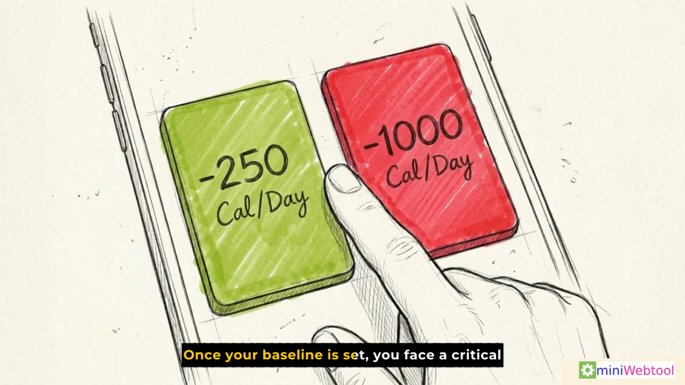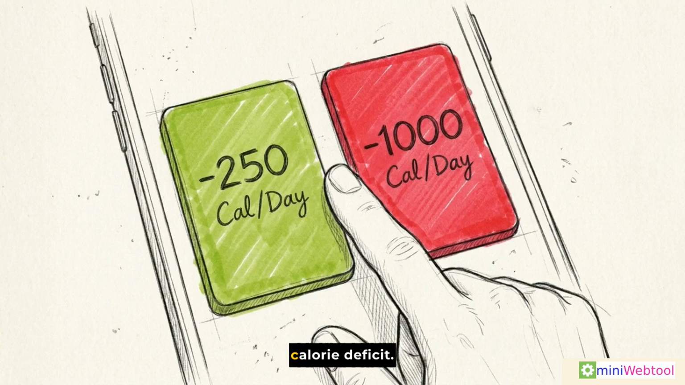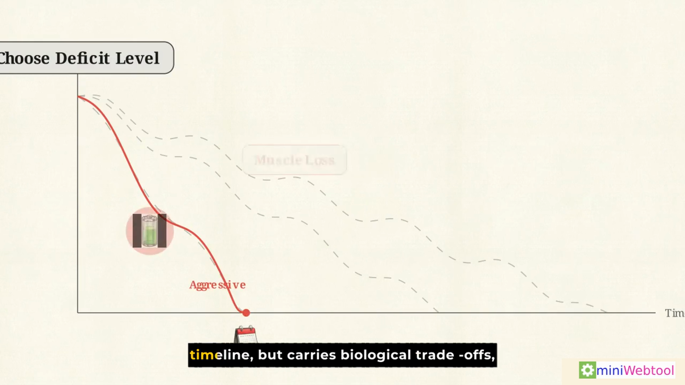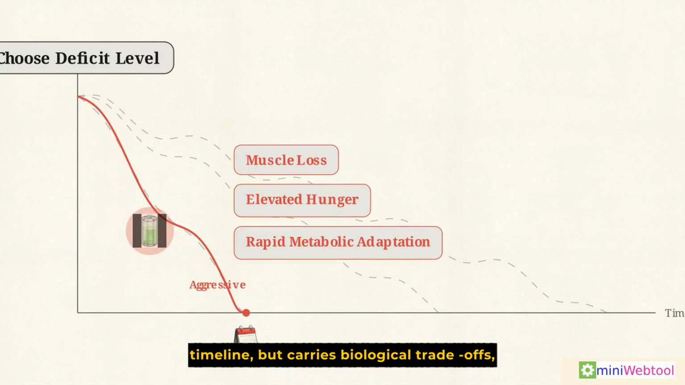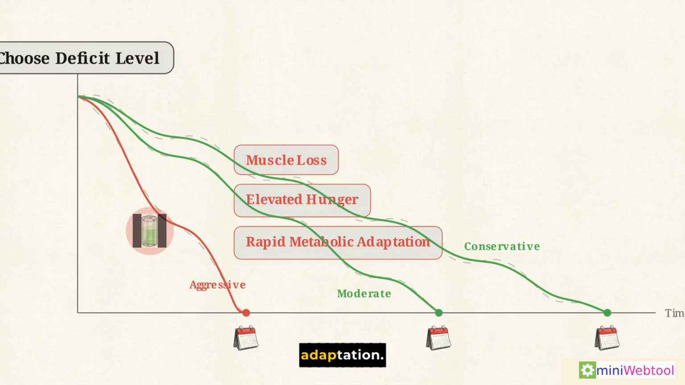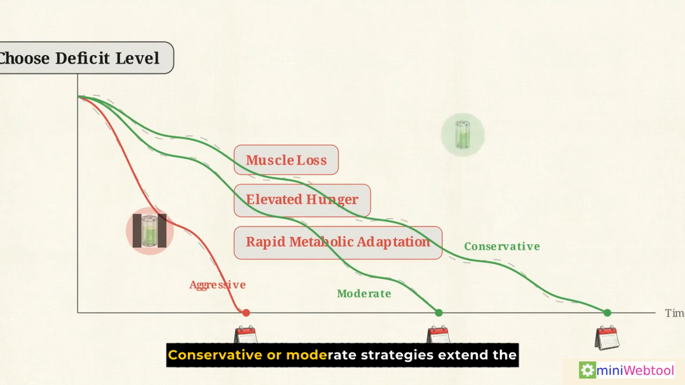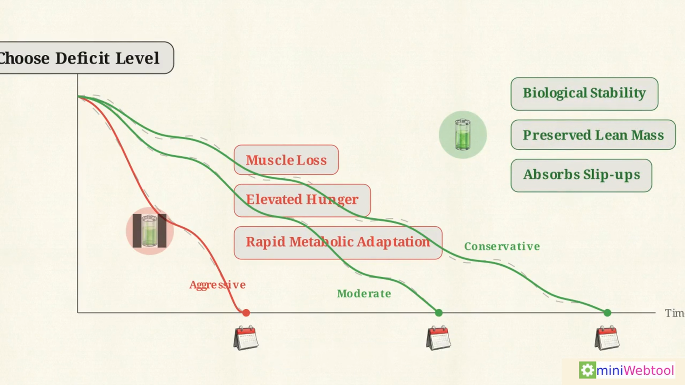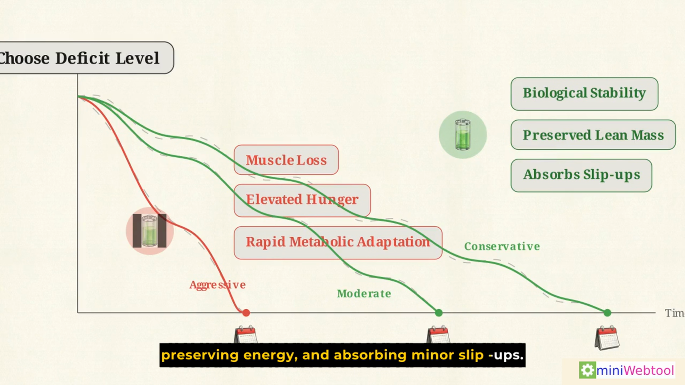Once your baseline is set, you face a critical choice: determining the severity of your daily calorie deficit. This flowchart outlines your paths. The aggressive strategy yields the shortest timeline, but carries biological trade-offs: muscle loss, elevated hunger, and rapid metabolic adaptation. Conservative or moderate strategies extend the completion date, buying biological stability, preserving energy, and absorbing minor slip-ups.